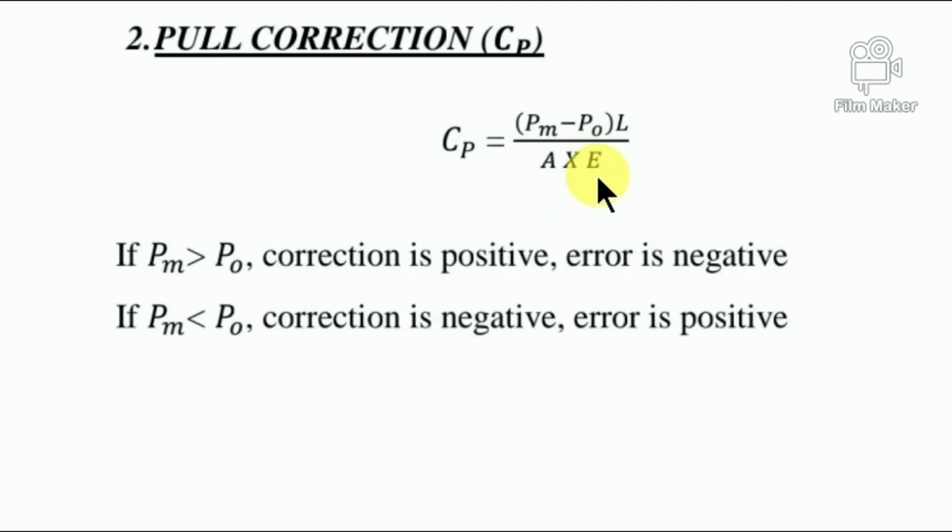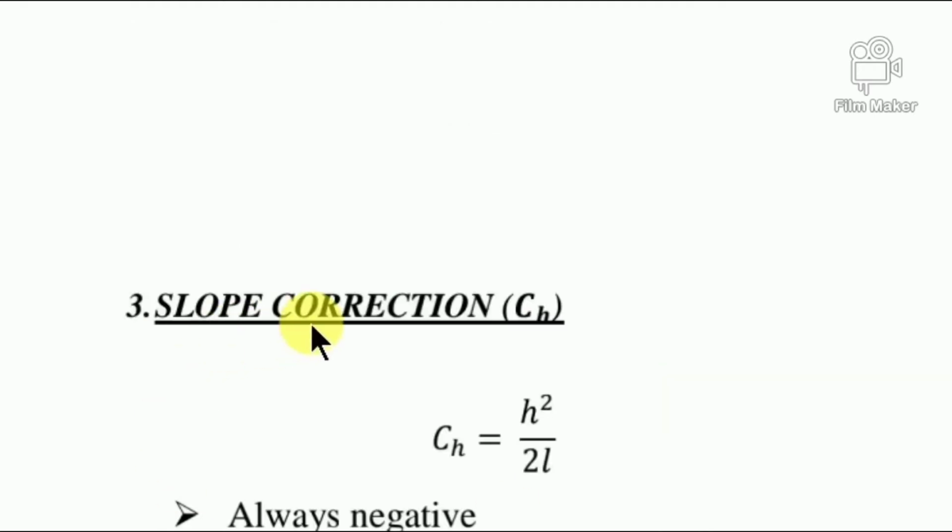Now here also if Pm is greater than P0, that is if the pull during measurement is greater than the pull at which the tape was standardized, the correction is positive, so the error will be negative. Similarly, if Pm is less than P0, the correction is negative and the error will be positive. Then the third type of correction is our slope correction, which is denoted by CH.